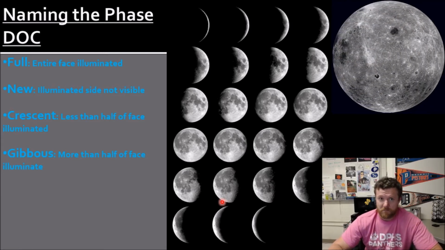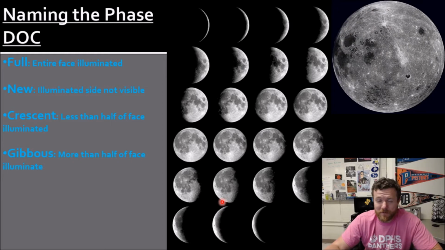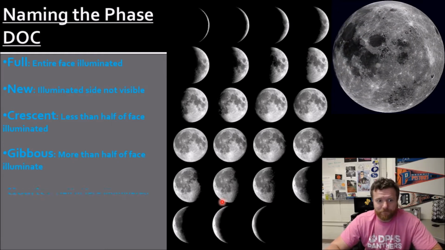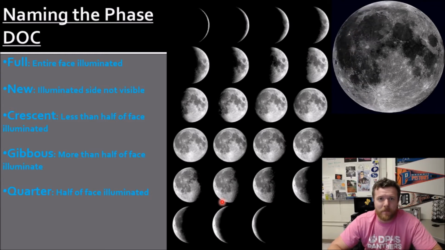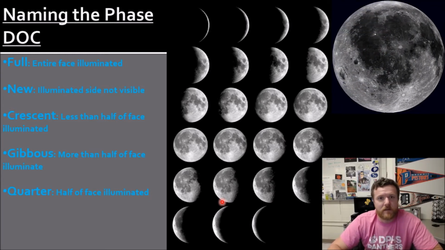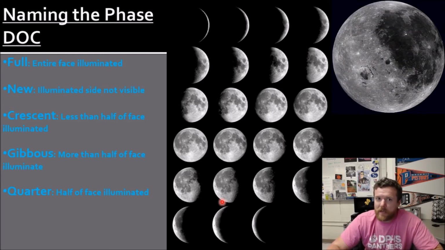It's a weird word. Really only ever see it when talking about the moon. Gibbous means more than half. A quarter moon means exactly half of it is lit up. And all of a sudden, things start to get confusing, because why don't they call it a half moon?